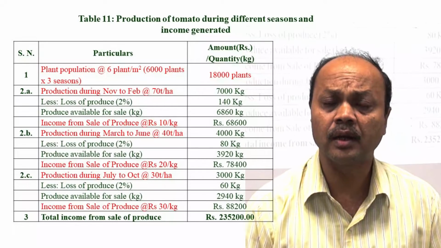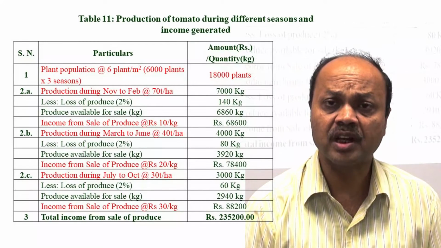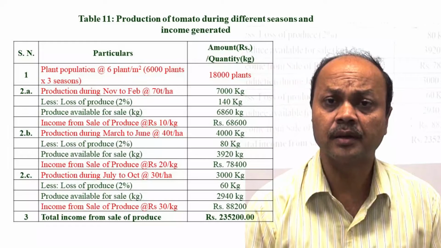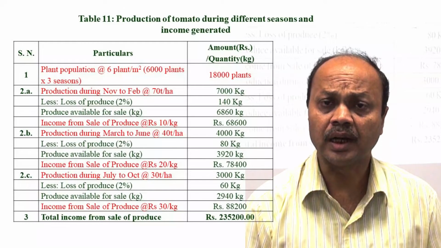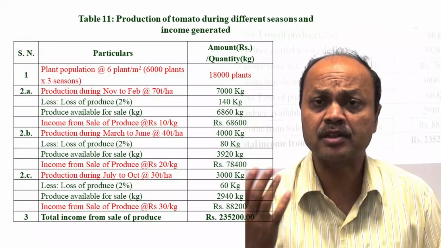And here because you are using the drip, if you manage the crop well, you can get up to 60-70 ton. In our field, in our plastic culture engineering and technology project, paid project, we have taken up to 80 ton, 60 to 80 ton. It depends upon the season.